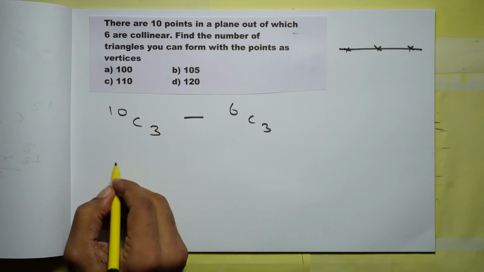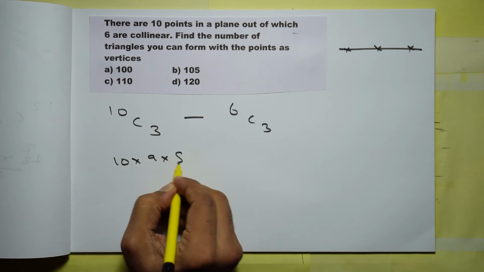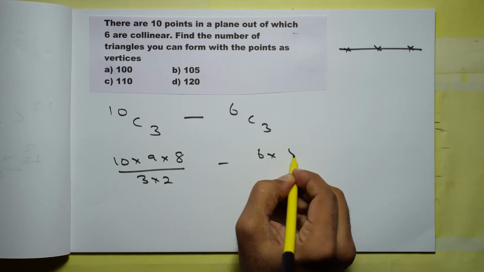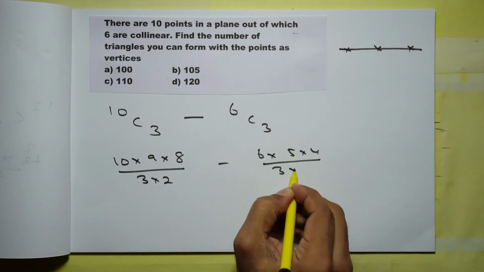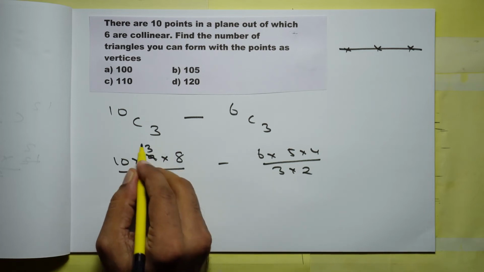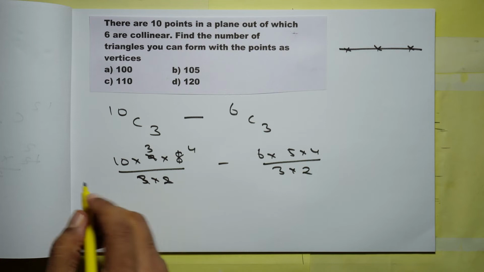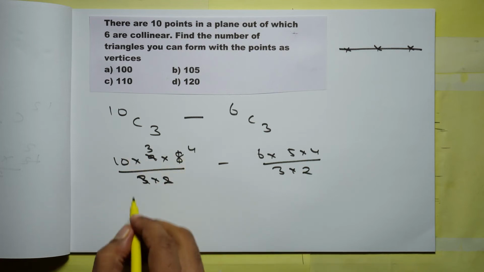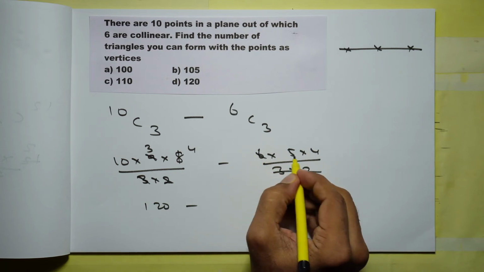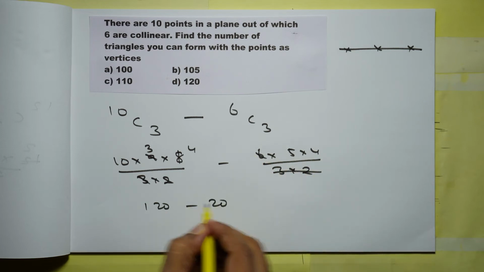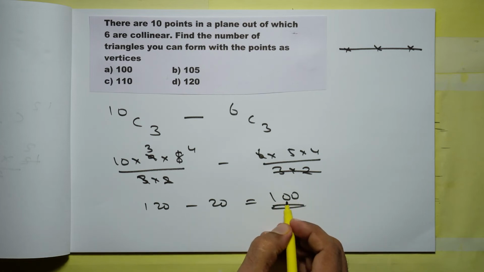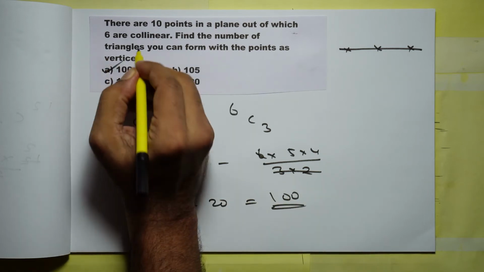So that will be 10C3. So that is 10 into 9 into 8 by 3 into 2 minus 6 into 5 into 4 by 3 into 2. 3 divides 9 3 times. Here it is 4 times. 3 into 4 is 12, into 10 is 120. 3 into 2 divides 6. 5 into 4 is 20. So 120 minus 20, you will get it as 100. Hence 100 possible triangles are there. Hence option A, 100.